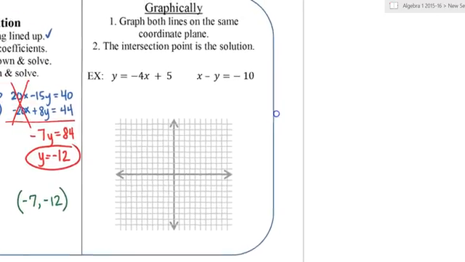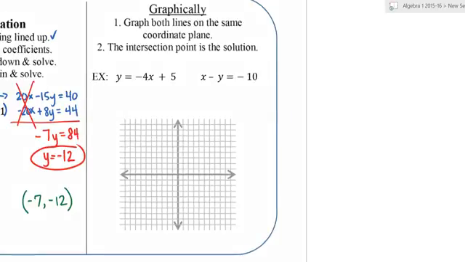Graphically, it says graph both lines on the same coordinate plane. The intersection point is the solution. So the first one is in slope-intercept form already, so that's nice. Okay, we're going to plot our y-intercept at 5. Then we're going to use a slope of negative 4, or negative 4 over 1. So we're going to go down 4 over 1, down 4 over 1. You can do that all the way across your graph, and in this case, I would encourage you to do it all the way across the graph because it's going to be much easier for you to tell where these lines intersect.